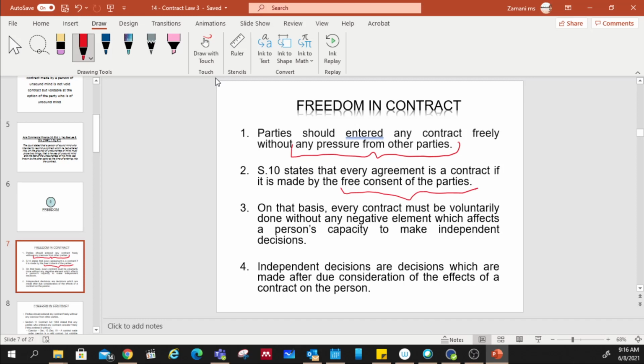Independent decisions are decisions which are made after due consideration of the effects of the contract on the person.